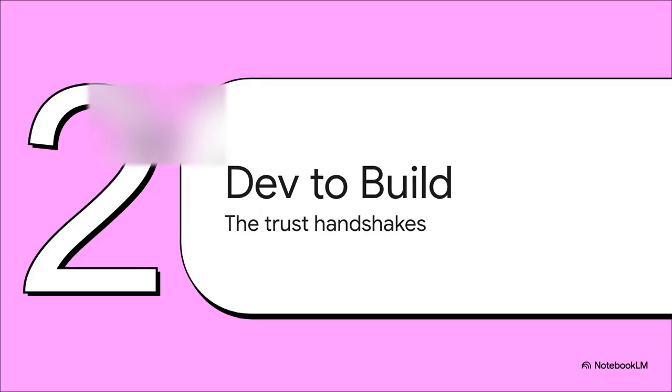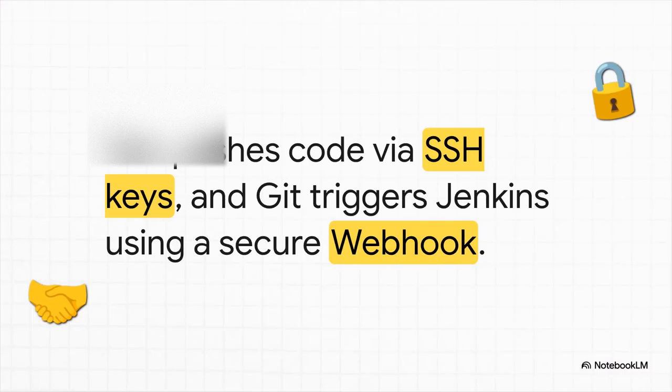Moving on to section 2, first hops, developer to build. Let's look at those initial trust handshakes. So here's where the strict handshakes actually begin. Hop 1, the developer securely authenticates to CATIA using their personal SSH key pair. It's heavily encrypted, identity verified, and completely passwordless.